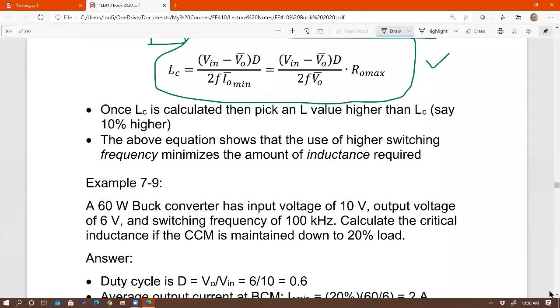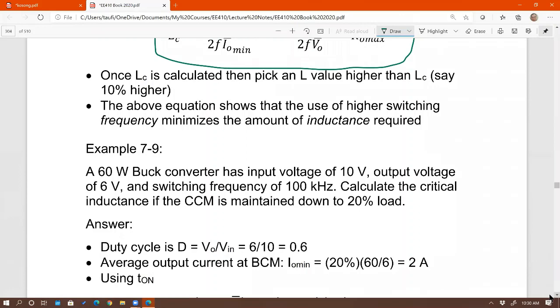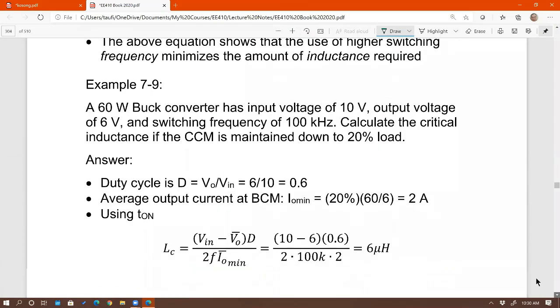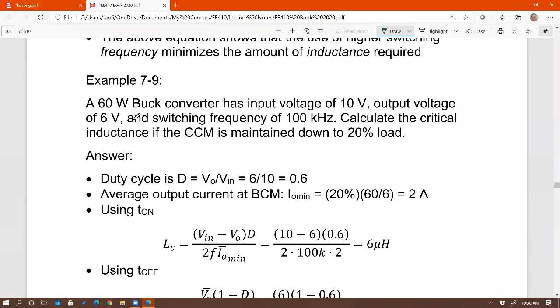Okay, so you have the equations for critical inductance. Now you do know how to size the inductance. Here's an example. A 60-watt buck converter has input voltage of 10 volts, output voltage of 6 volts, and switching frequency of 100 kilohertz. Calculate the critical inductance if the CCM is maintained down to 20% load. It doesn't give you amps, but it gives you percent. 20% of load. Load means full load. 20% of full load. What is our full load? Can you tell me?